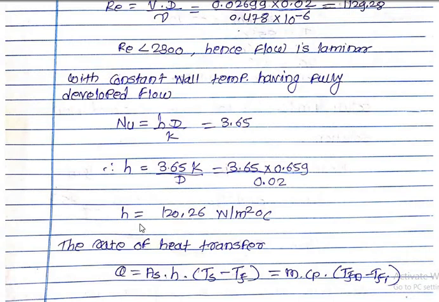Now we have to find out the rate of heat transfer by convection. For that purpose, there are two formulas we have to consider: the heat transfer rate by convection, and the heat gain by the fluid. The heat transfer rate by convection is written as surface area multiplied by average heat transfer coefficient multiplied by surface temperature minus fluid temperature, which is equal to the heat gain, given as m c p multiplied by Tf naught, the outlet fluid temperature, minus Tfi, the inlet fluid temperature.